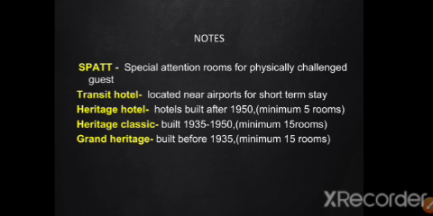Minimum they should have 5 rooms. A heritage classic, these are the hotels which are built between 1935 to 1950 and they should have a minimum of 15 rooms, that is at least accommodation for 30 guests. The third is Grand Heritage Hotel. These are the hotels which are built before 1935 and they should also have a minimum of 15 rooms, which is accommodation for 30 guests.